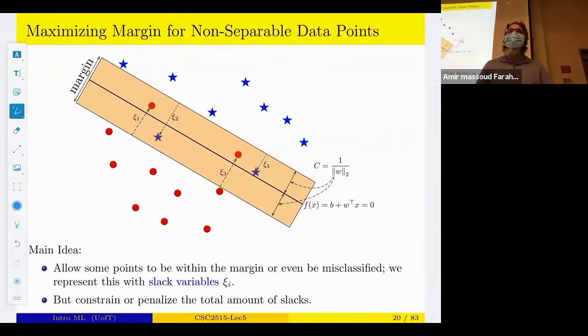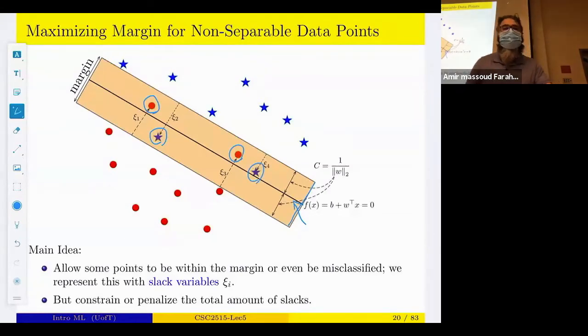So here the idea is that maybe we should allow some points to be within the margin or even be misclassified, but we don't let that happen a lot. A bit more concretely, suppose we have this hyperplane and it has this margin that is shown here, and you see that some points are within the margin. So for example, this point, this point, this point, and this point.